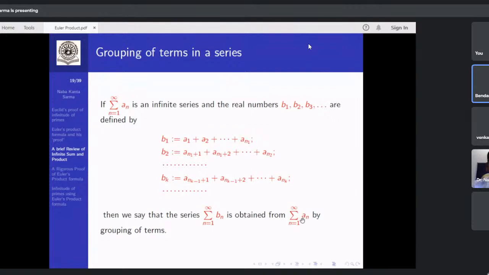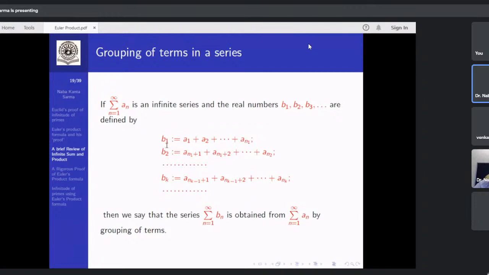So let us try to see how grouping of terms affects the sum of the series. In a finite case, if we have to sum a finite number of quantities, then in whatever way we group the terms, grouping meaning putting brackets at some specified intervals, where you put the bracket is immaterial. But in an infinite series, let us try to see whether we can put brackets at will or whether it will affect our sum. So suppose we have an infinite series an, and we have some real numbers b1, b2, up to bn and so on, which are related by this.